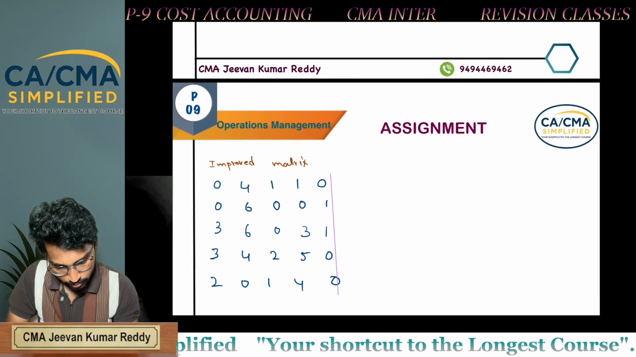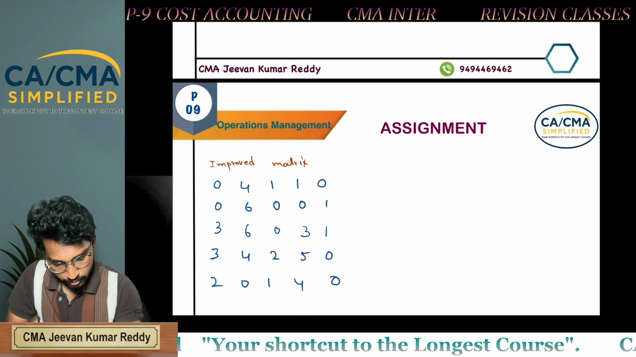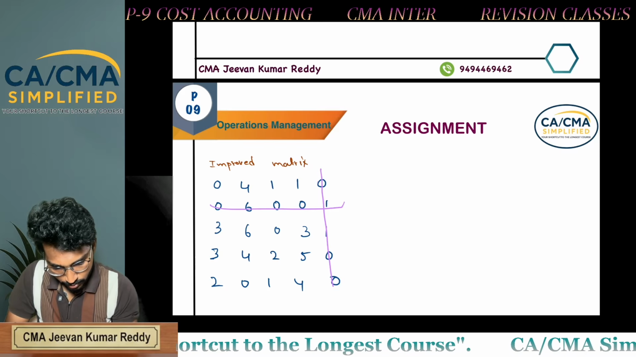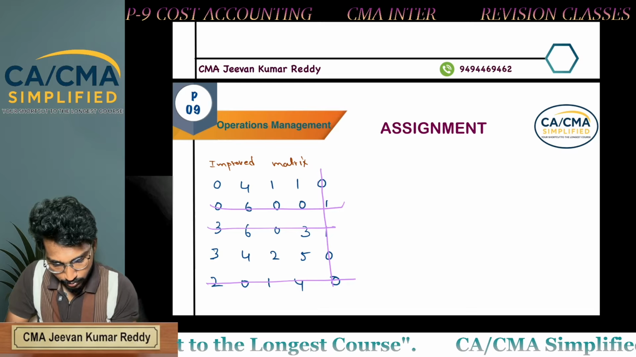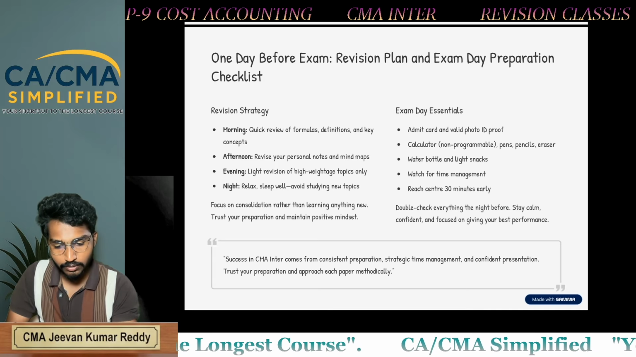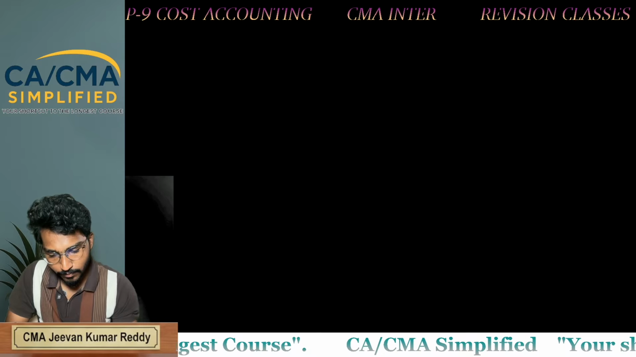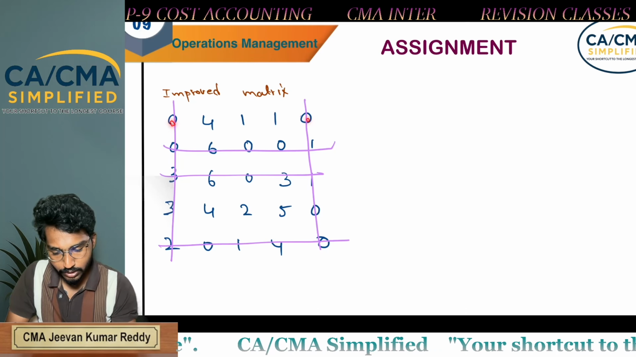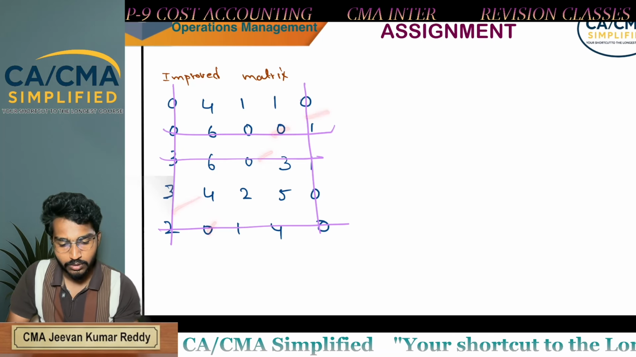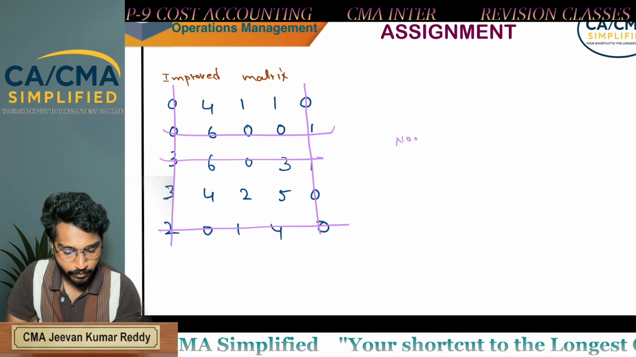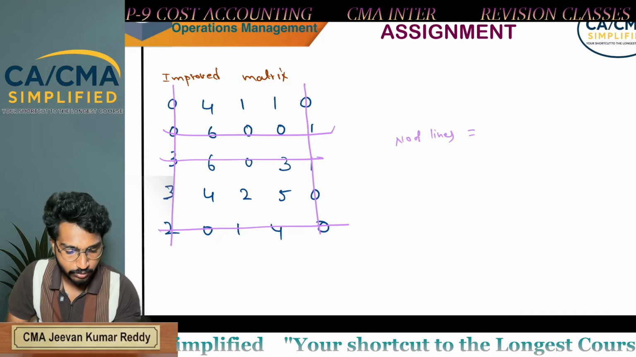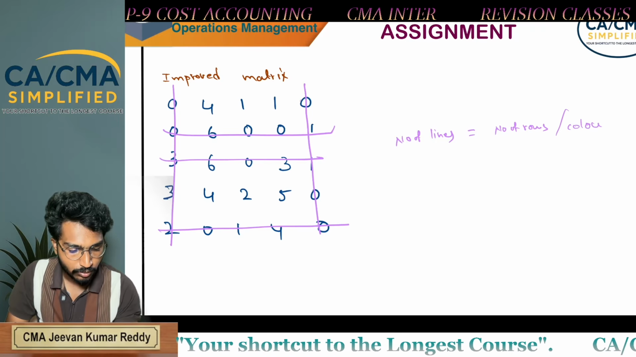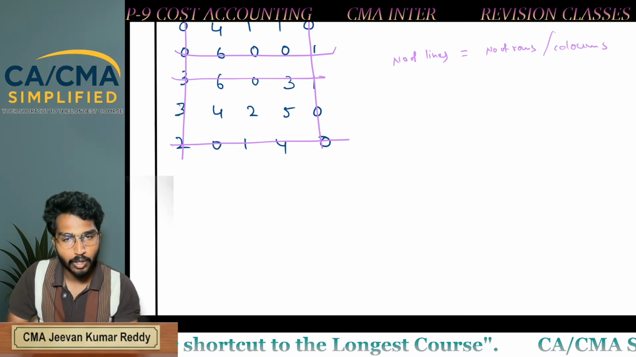One, 1, 2, next 3, 4, 5. Here the lines are 1, 2, 3, 4, 5. So the number of lines equals the number of rows or columns. So the problem is optimal.